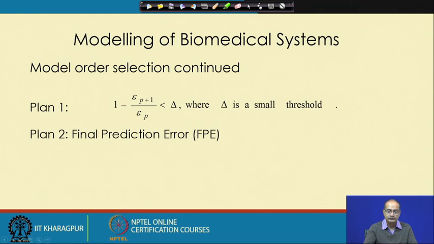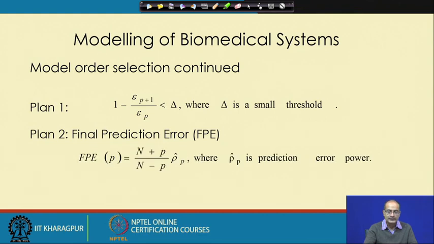The next one again uses the final prediction error. Plan 2 suggests that we should take the prediction error again and take a multiplier along with that.